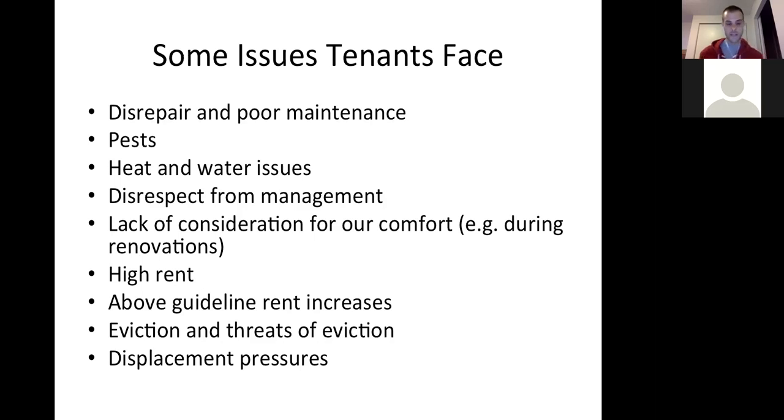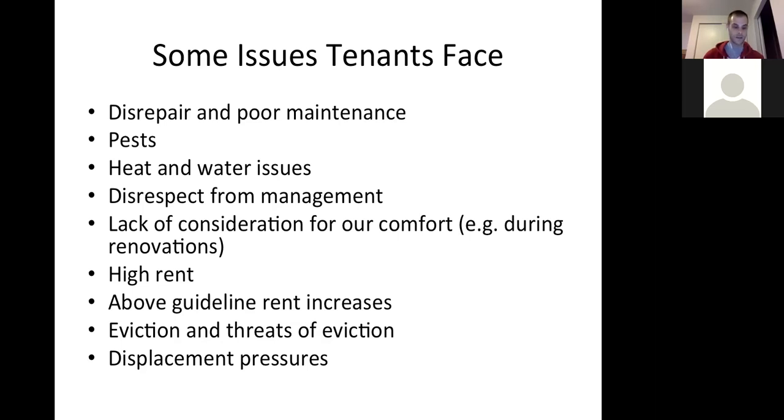So as tenants, I think we know a lot of the issues that we face, a lot of the issues that push us to organize. I'm not going to read the whole list, but it could be disrepair, poor maintenance, pests. Often we experience disrespect from management that gives us inaccurate or incomplete information, tries to bully us into getting rid of air conditioners, stuff like that.